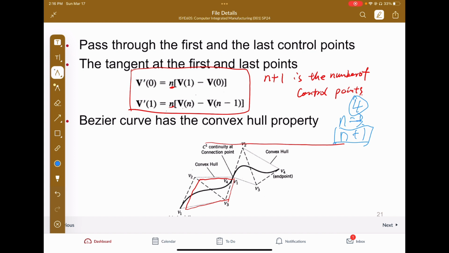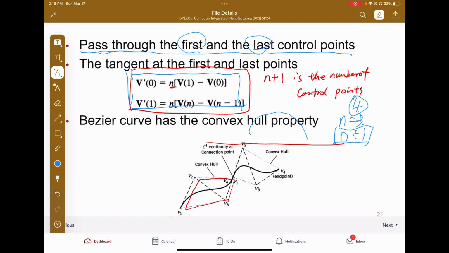And so first, it's easier to understand, right? The curve will go through the first and the last control points. So this is how we build this Bezier curve.